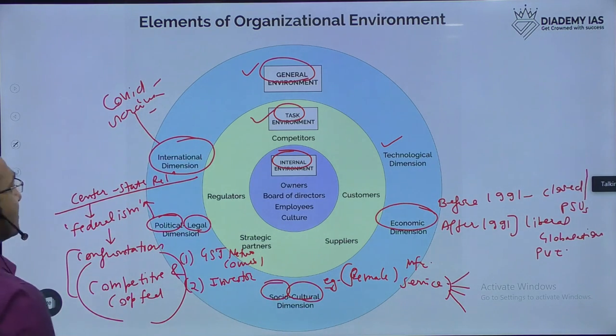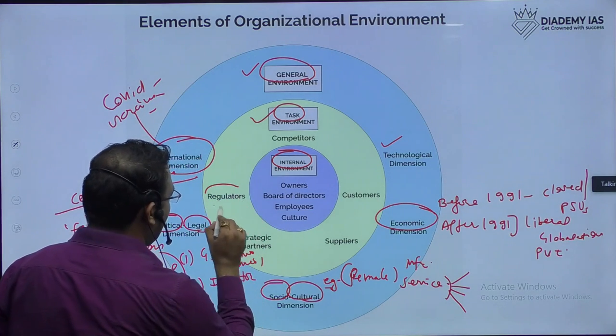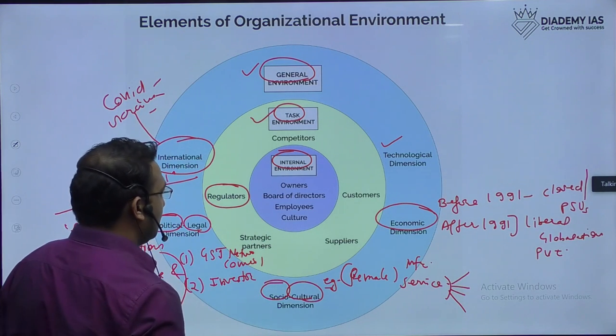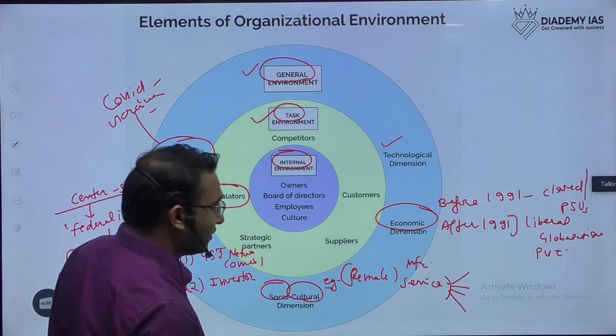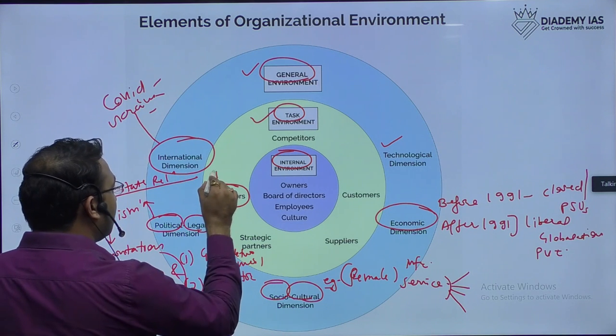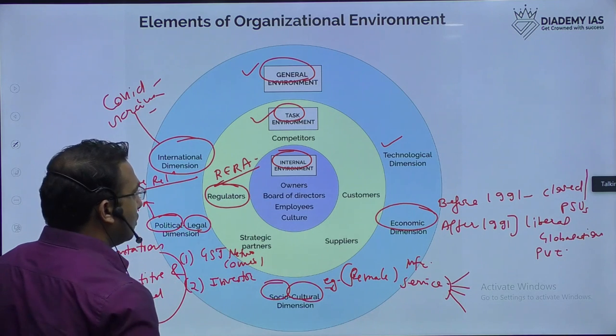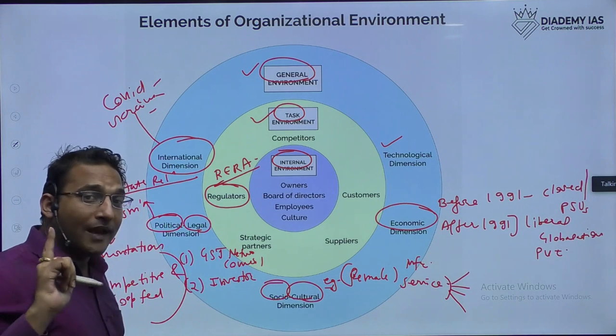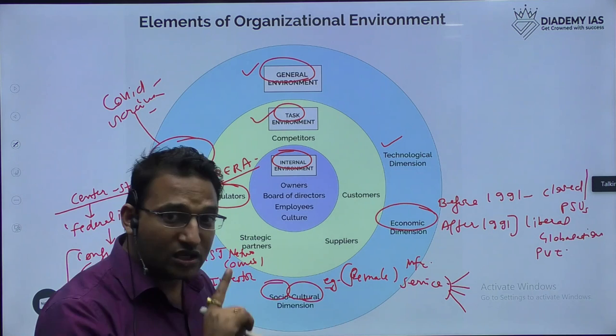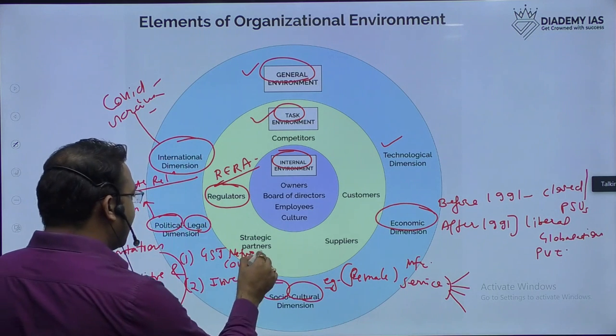After this come regulators. How the regulators are impacting. So now we can see more and more regulators. For example, the real estate regulatory authority. So now real estate companies have to plan the organization accordingly, structure and everything. Strategic partners.